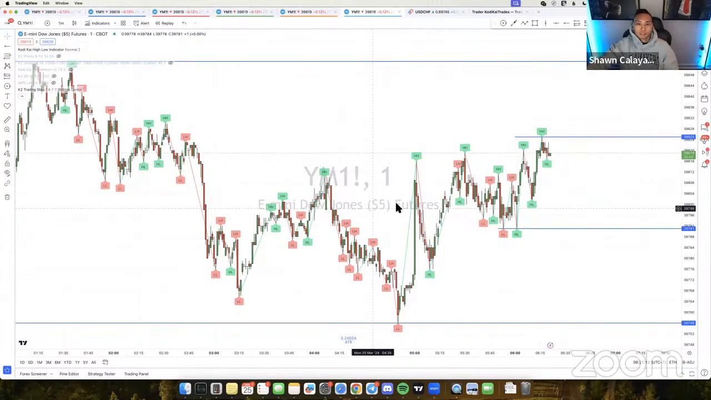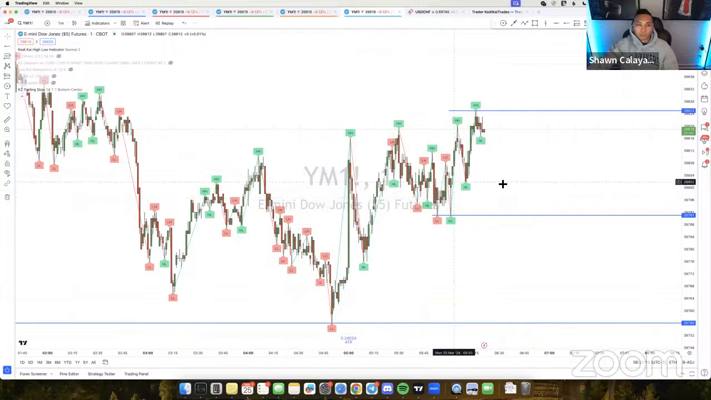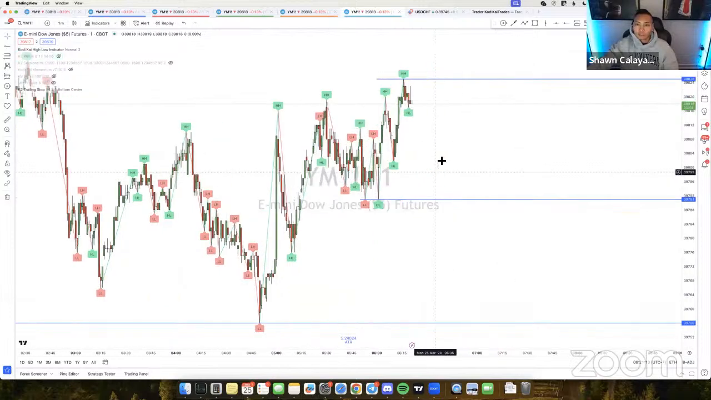So the first thing I did here, pre-market, was mark up liquidity per usual. Closest level of liquidity is gonna be above over here at 39,825. And the closest level below is gonna be at 39,791. The volatility right now is pretty low.